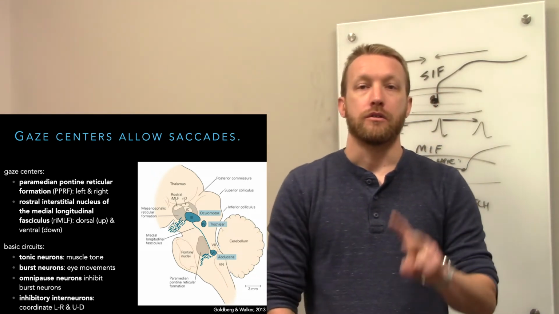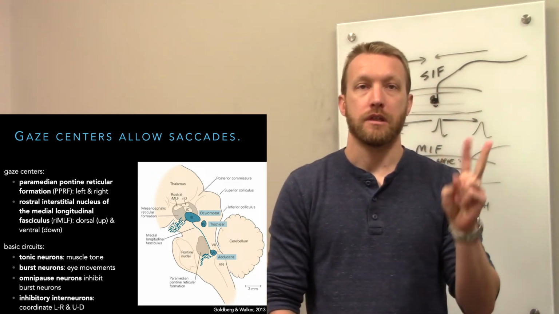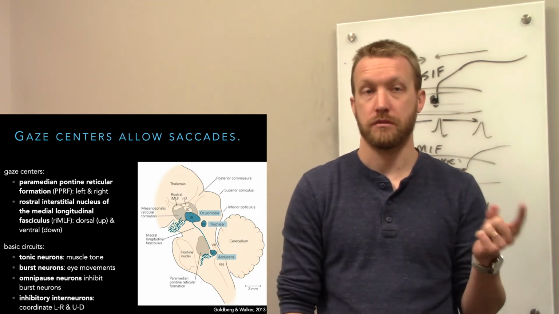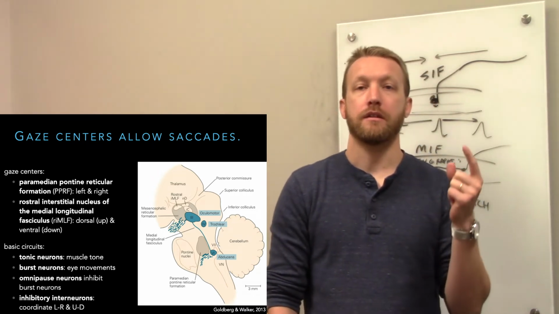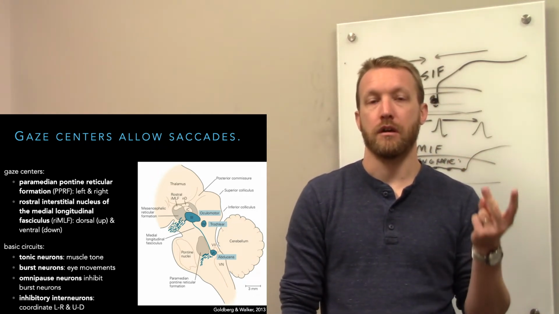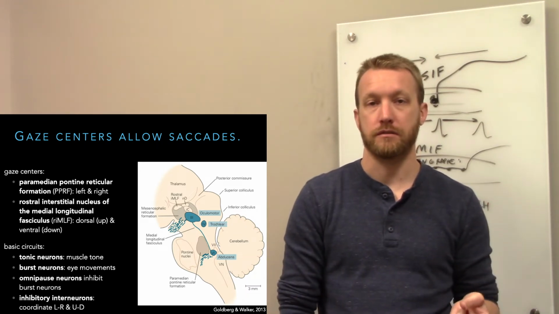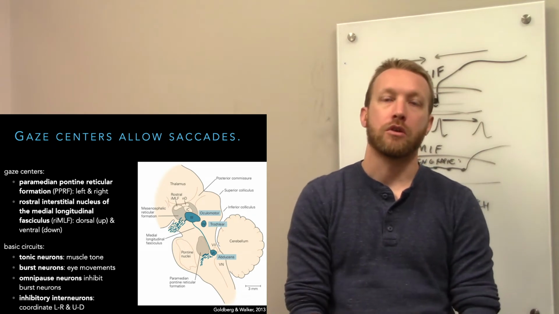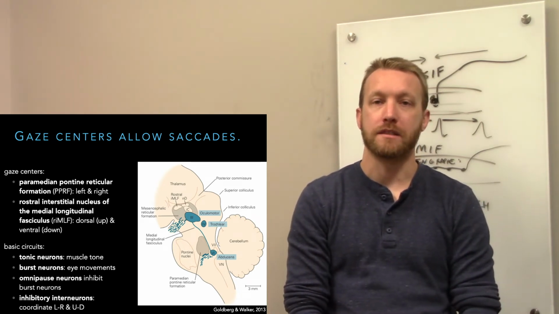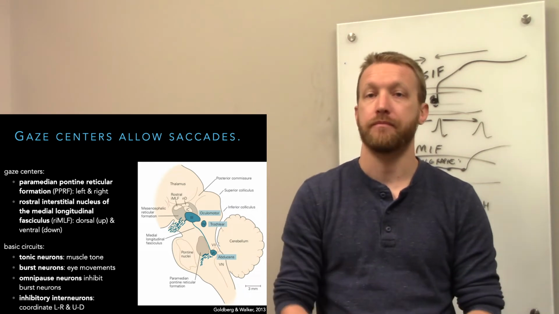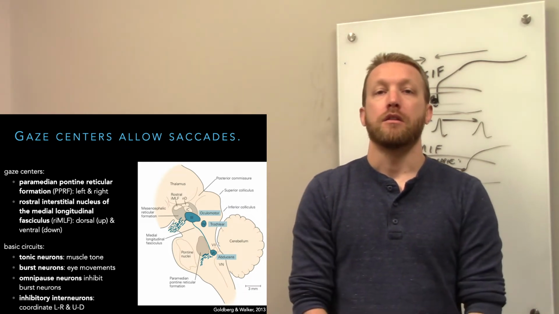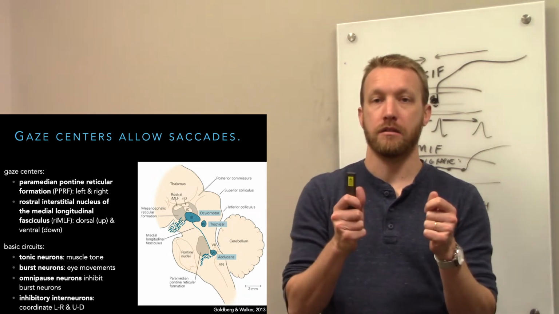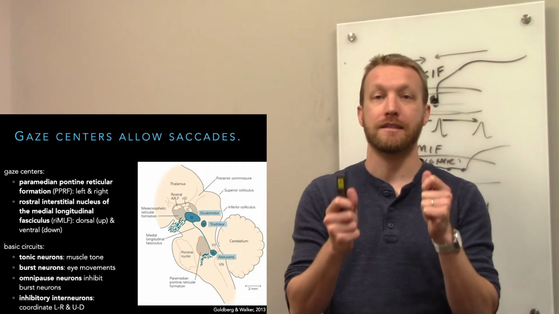There are two gaze centers, the paramedian pontine reticular formation, it's in the pons, near the reticular formation. And then there's the rostral interstitial nucleus of the medial longitudinal fasciculus. Heck of a name, it is a mouthful. Some people also call it the thalamo-mesencephalic junction, or the TMJ. Fair enough. The paramedian pontine reticular formation has both a left and right component, so that creates left and right saccades.